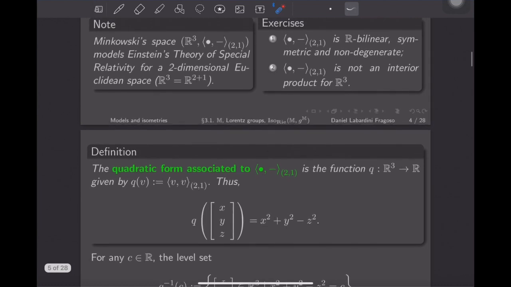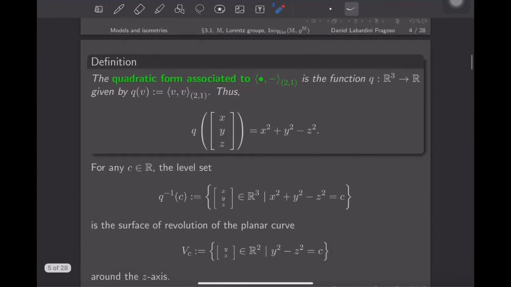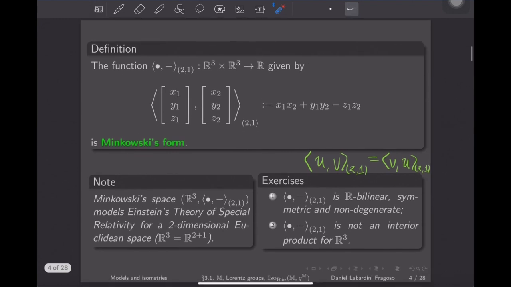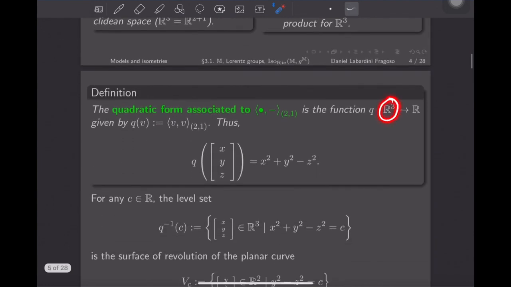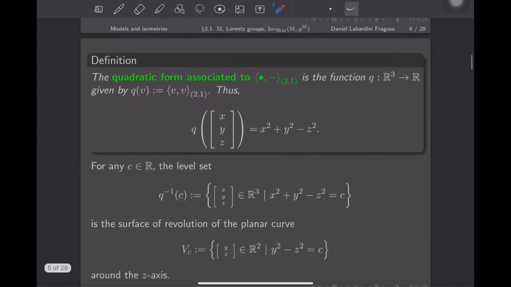And so being R bilinear, I automatically have the quadratic form associated to it, which is defined as follows. It's just a function from these pairs of variables, I take only one, right? And then Q of a vector is simply the vector paired with itself. So, okay.